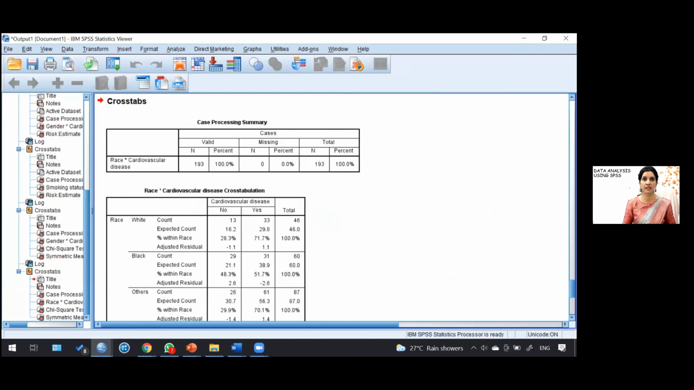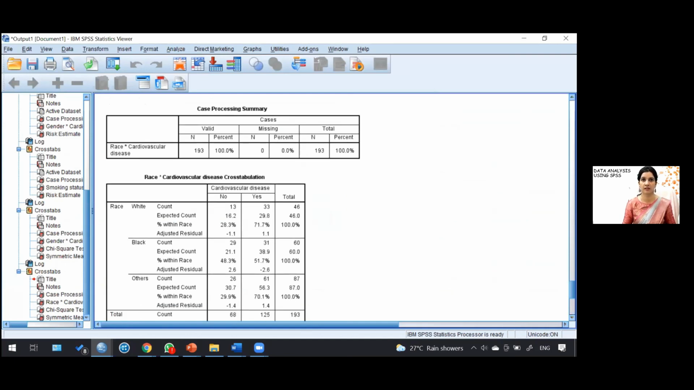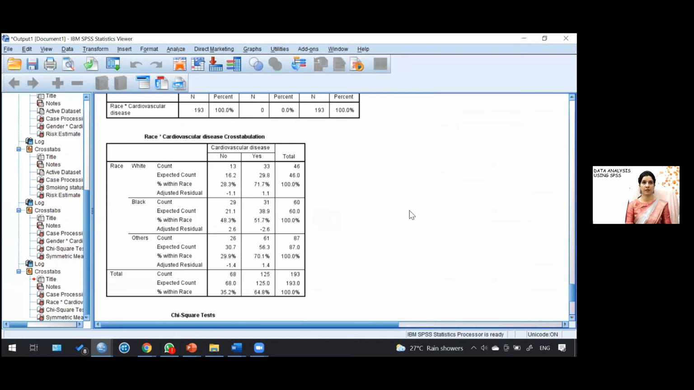So can you see this? This is the 3 by 2 table, where in the column you can see there is a presence or absence of cardiovascular disease, and in the row it is white, black and others. If you see the expected cell count, this is the expected count and the first one is the observed count. Similarly, you can see there is a very small difference, 13 and 16. So the difference between the expected and observed is less. Also, you can see 33 and 29, it is less.